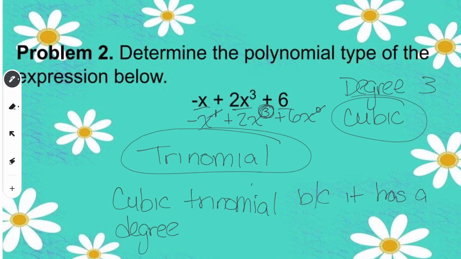It has a degree of 3 and there are 3 terms. So I'm going to read this out one last time. It is a cubic trinomial because it has a degree of 3 and there are 3 different terms.